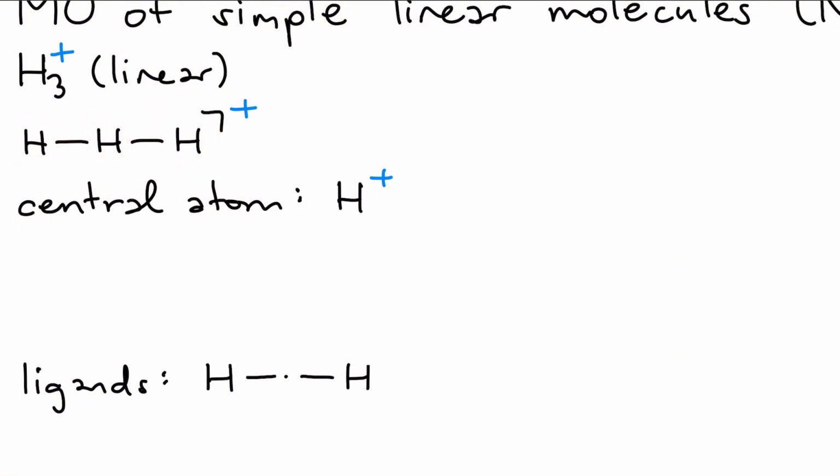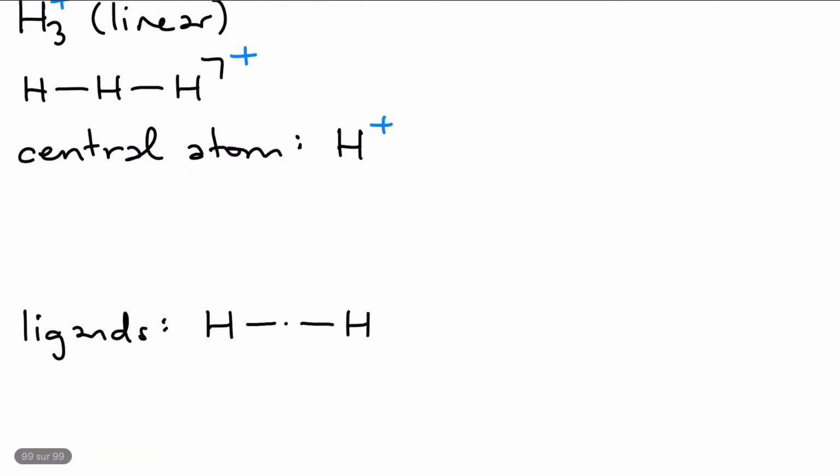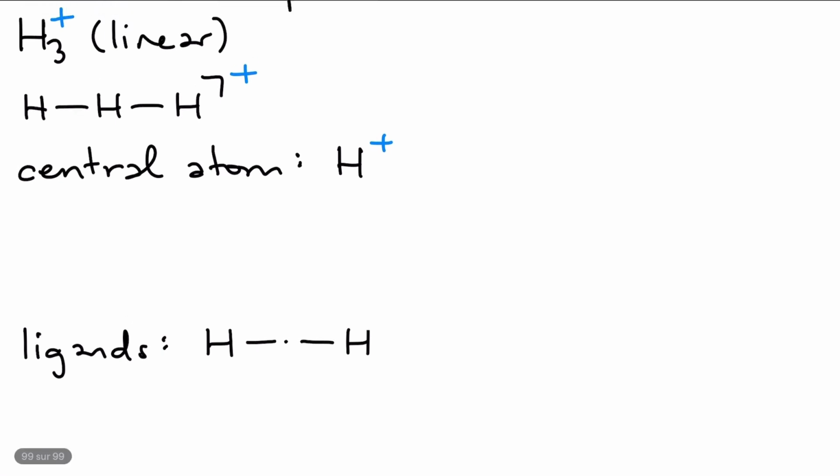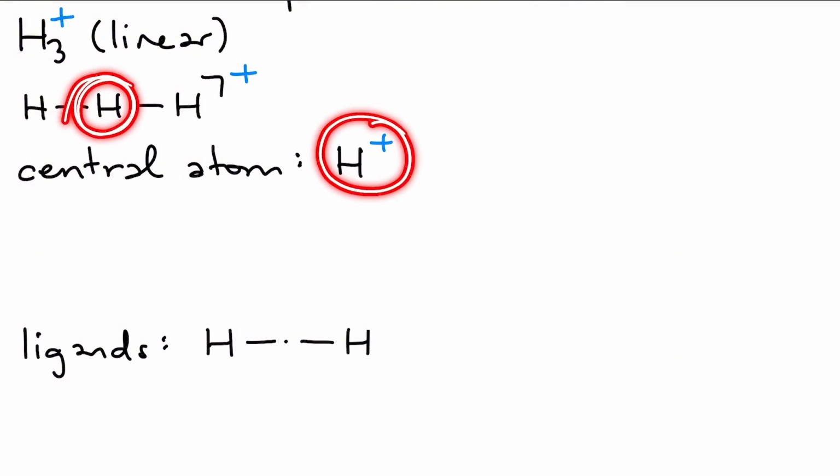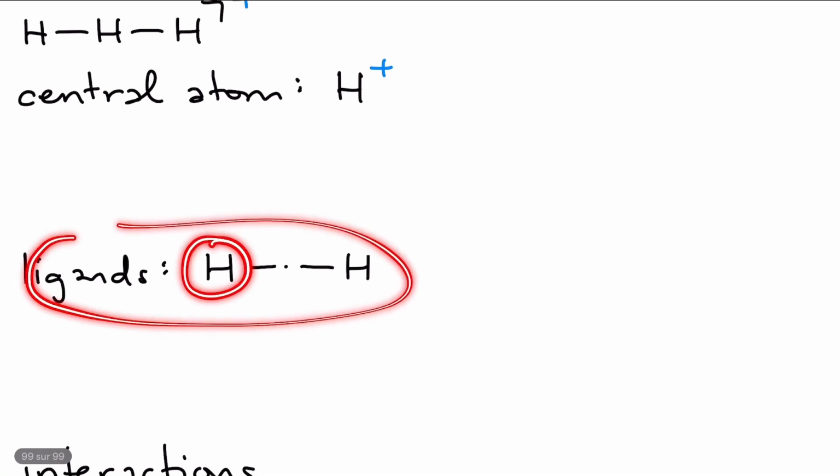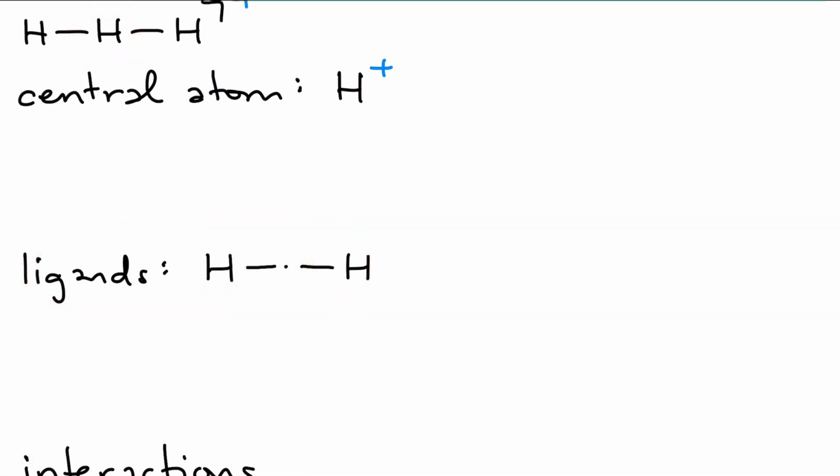And what we're going to do next is divide it into two groups. The first one is the central atom, and then we're going to consider the ligands. The ligands are just the atoms that are bonded to the central atom. So after we divide it, the central atom in this case is a proton, because this hydrogen is a proton, and its ligands are just the hydrogens that are bonded to the central atom. This dot means it's just a place for the central atom.